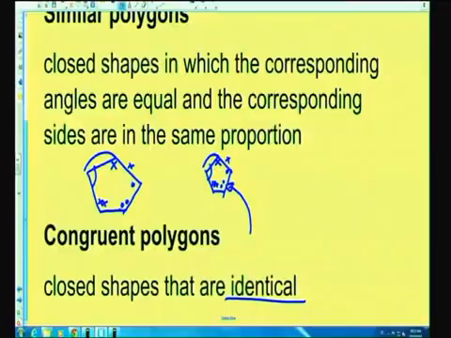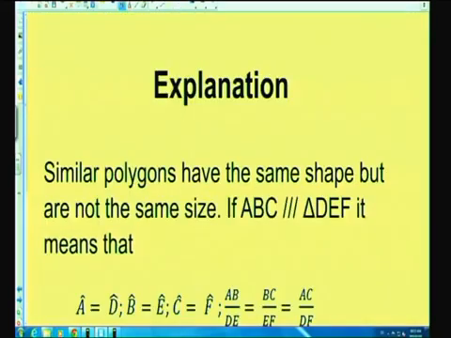So the one has a constant ratio to the sides, and that's the similarity, and the congruency is exactly the same. So they are, if you like, 1 to 1. So in other words, 1 to 1 would mean that they are exactly the same size. Let's have a look at the theorem.